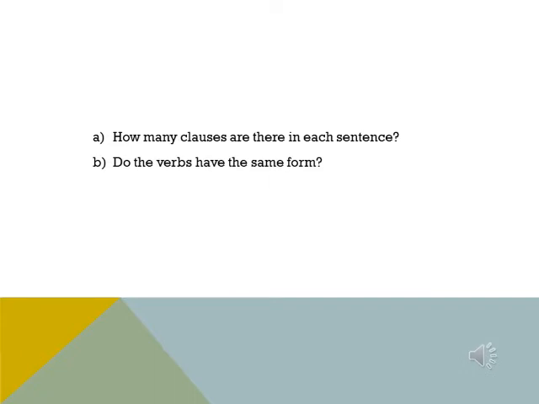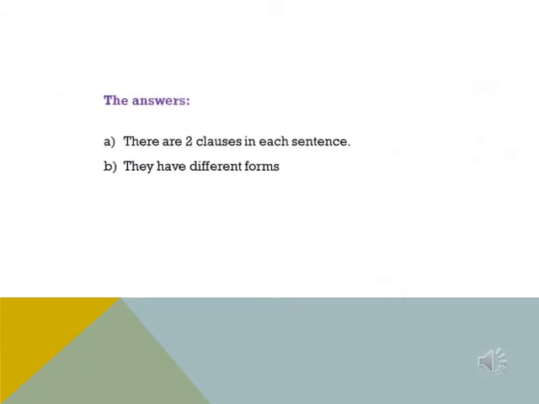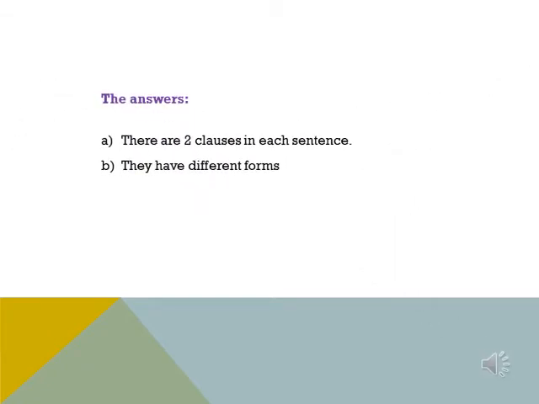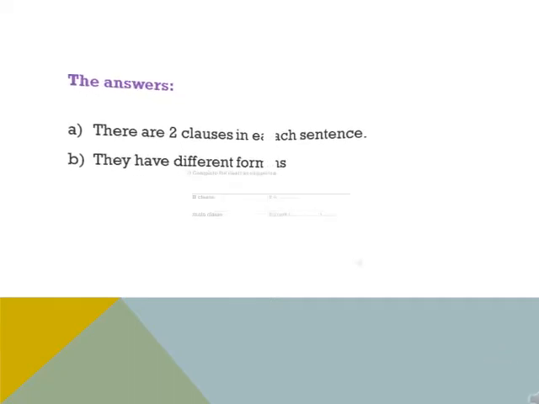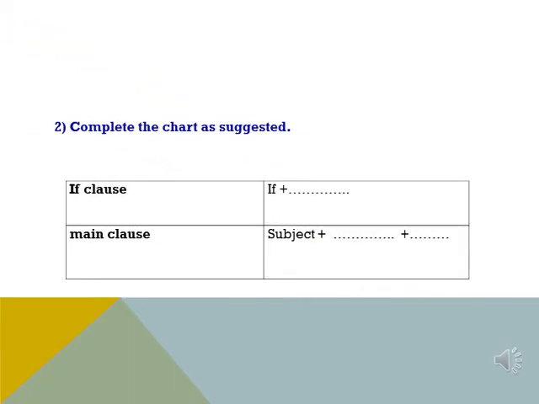So here, A, how many clauses are there in each sentence? B, do the verbs have the same form? The answer is A, there are 2 clauses in each sentence. B, they have different forms. Now complete the chart as suggested. If clause, we have if plus. The main clause, we have the subject plus plus.